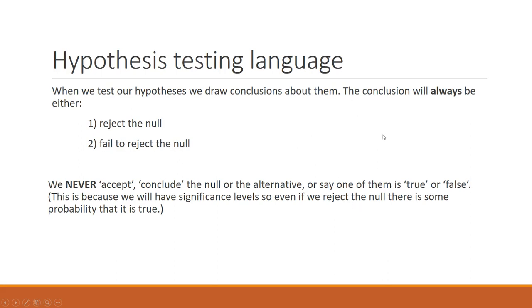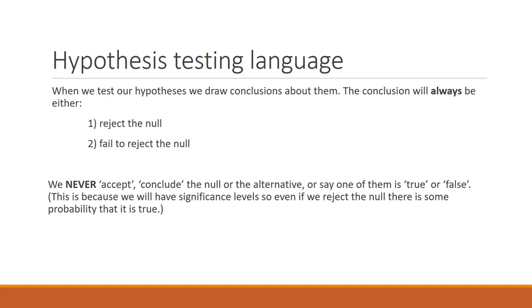All right, first let's clarify some language. When we test our hypotheses, we draw conclusions about them. The conclusion will always be either reject the null or fail to reject the null. We never accept the null. We never say that the null is true. We never say that the null is false. We only reject or fail to reject.